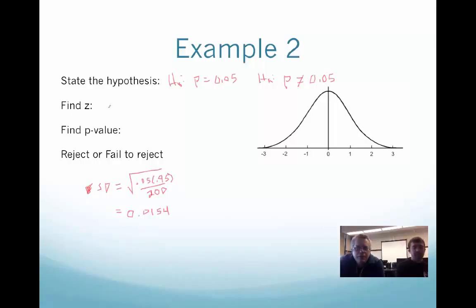So Z, the observed value was 14 divided by 200, which I think is 7%, so 0.07. And we are subtracting from that 0.05, which is what we would expect, and dividing it by 0.0154. I know it's going to be positive. It's 1.29.